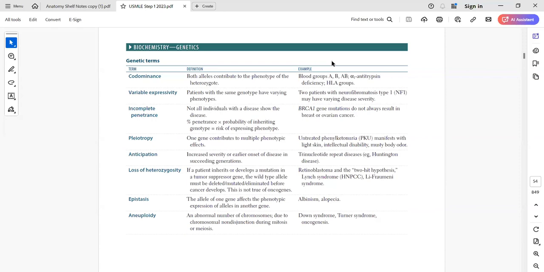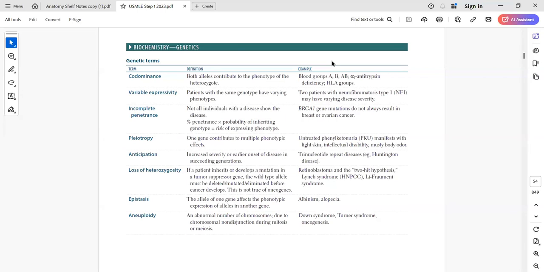Co means obviously both the genes are involved. So in codominance, both alleles contribute to the phenotype. For instance, the example is blood group AB or alpha-1 antitrypsin deficiency. In HLA groups, we see the term codominance, in which both alleles are coexisting at one single time.